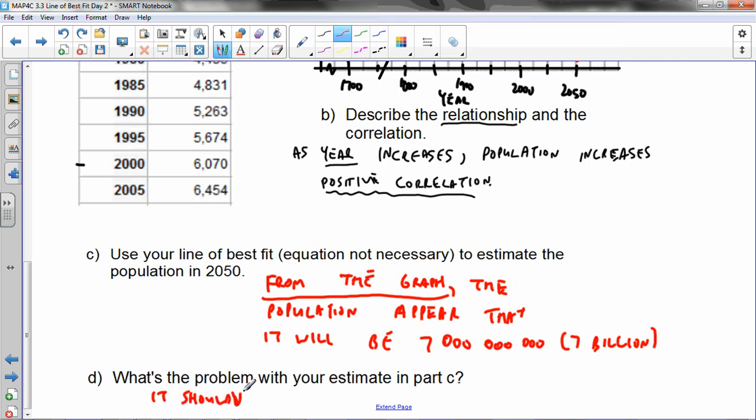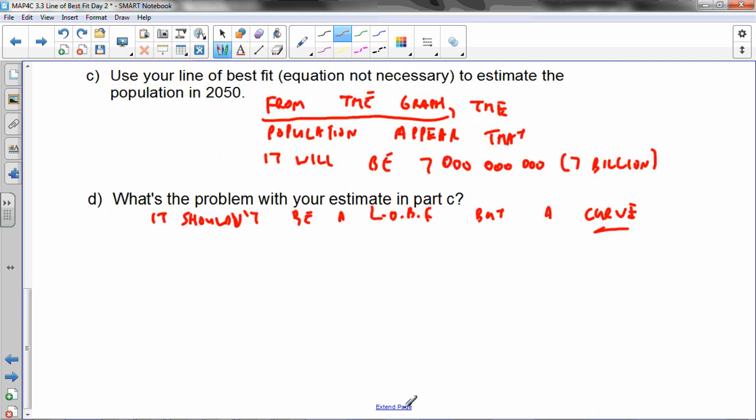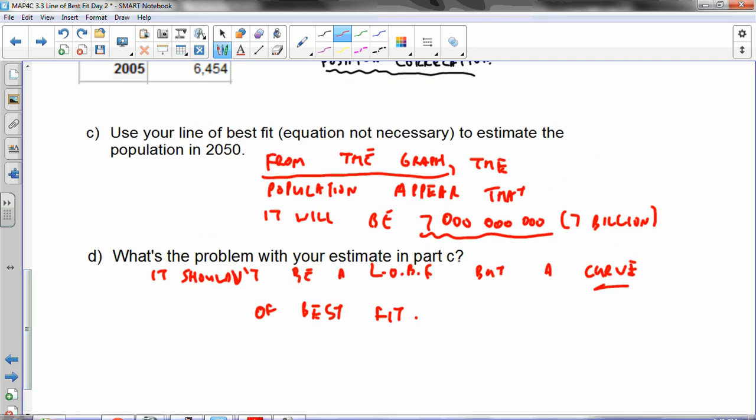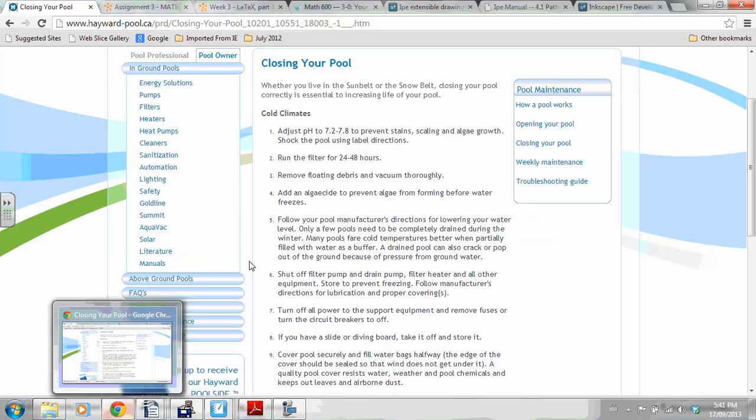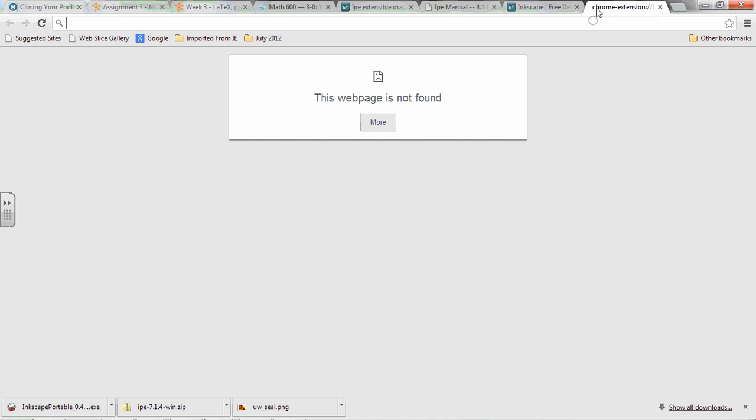It shouldn't be a line of best fit, but a curve of best fit. And that makes sense. This estimate of 7 billion, I think right now in 2013 it's already over 7 billion. And I'm not sure about the population of the planet. We check it on the Google. Here, let's just see what we got going.